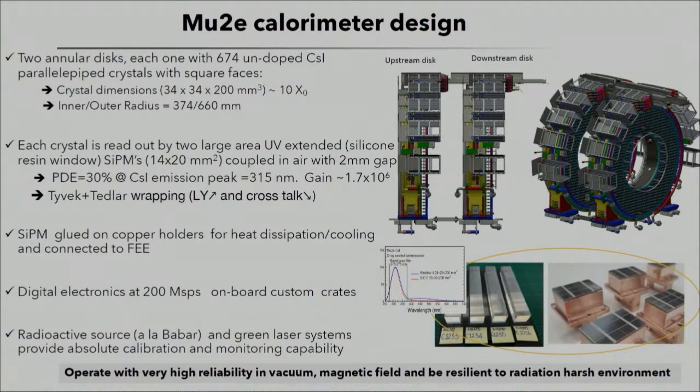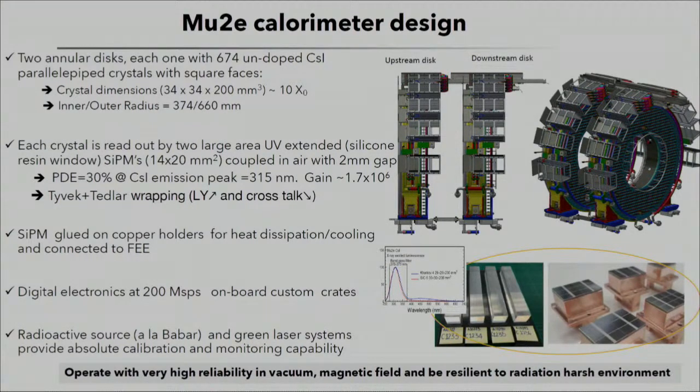So eventually, the design of the calorimeter is as shown in this CAD picture. So we have two annuli. Each annular disk contains 674 undoped CsI crystals with these dimensions. Each crystal, as I said, is read out by custom-made CPMs coupled in air. Of course, the PDE is maximized at the emission light of the crystal. Also, the crystals are Tyvek and Tedlar wrapped to maximize light yield and minimize the crosstalk.